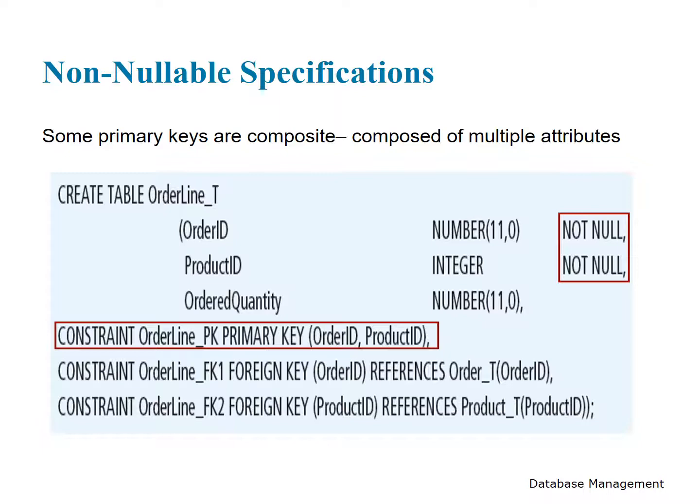Non-nullable specifications. Some primary keys are composite, composed of multiple attributes. For this table, we see a composite primary key. Remember that order line is an associative entity between product and order. Therefore, it has two foreign keys, one to each of these tables, order ID and product ID.